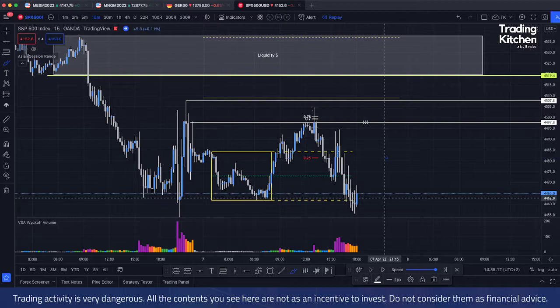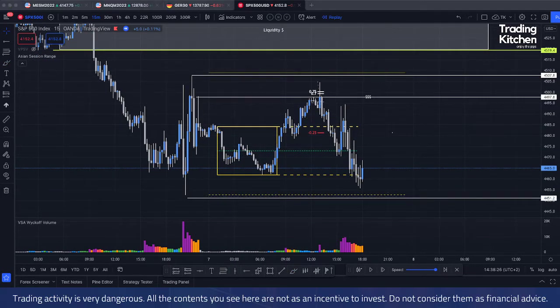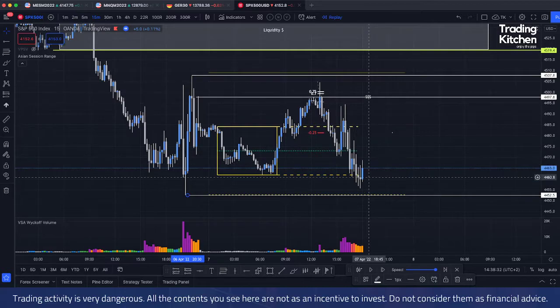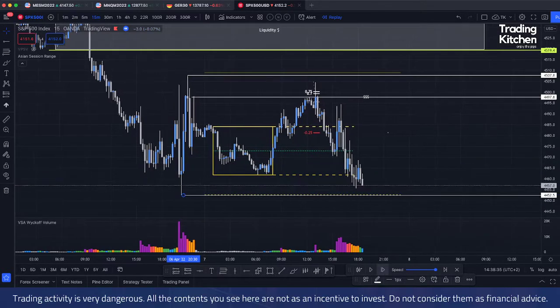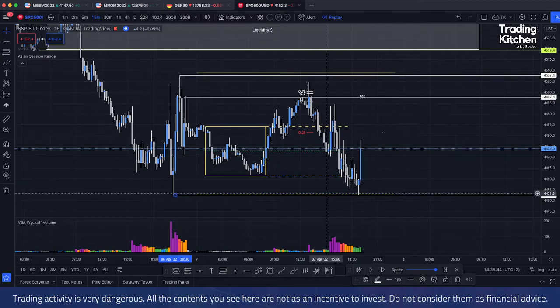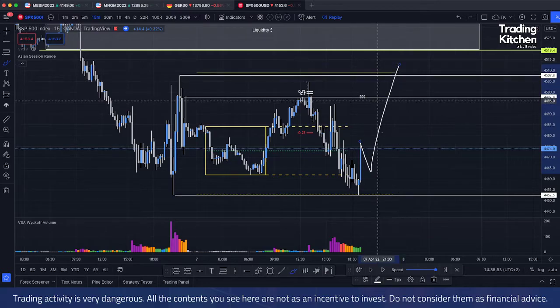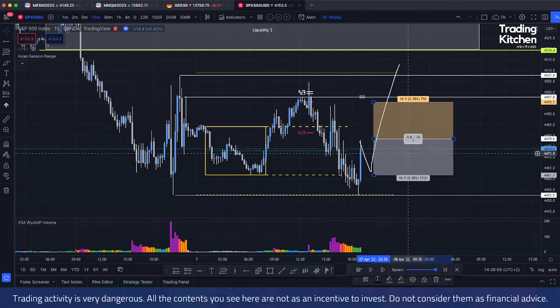Anyway, the Asian low has just been broken, and here we have another liquidity around here. So this could be good even if we are in a bearish structure, but I just wait for the price to reach the zone and make this huge movement. Now there are two possibilities. We can wait for a retracement here and then go short, or just go short here.